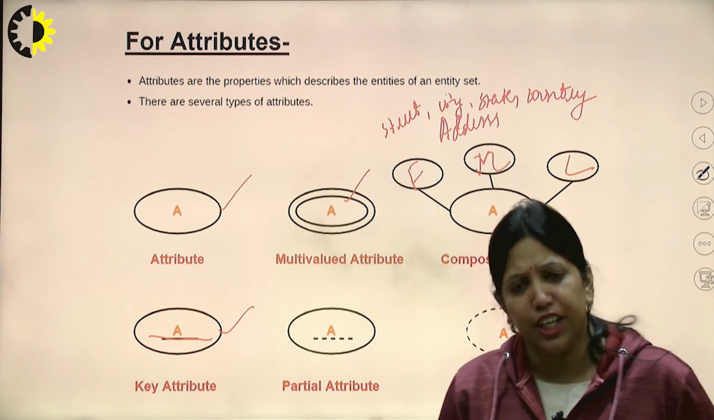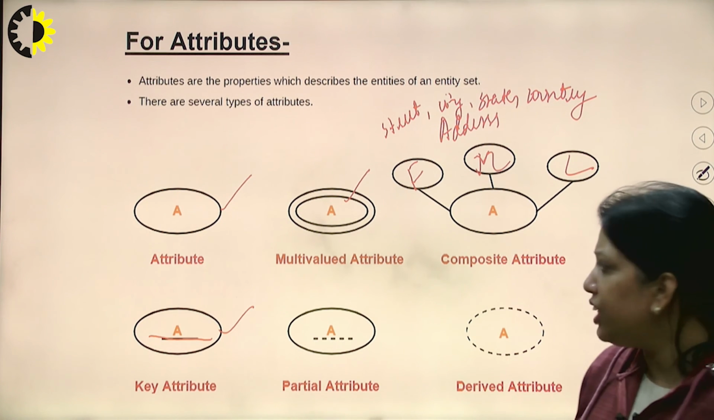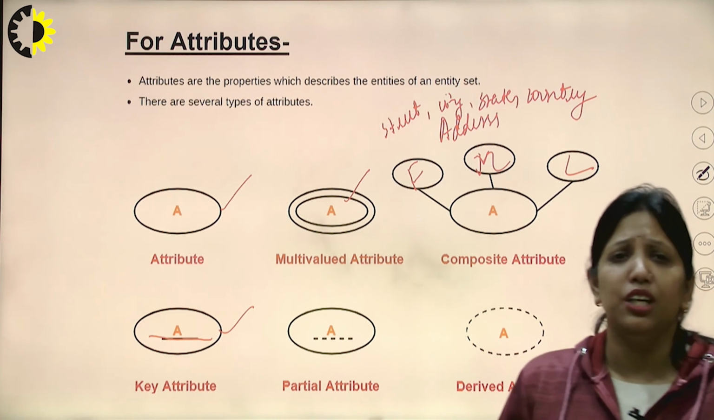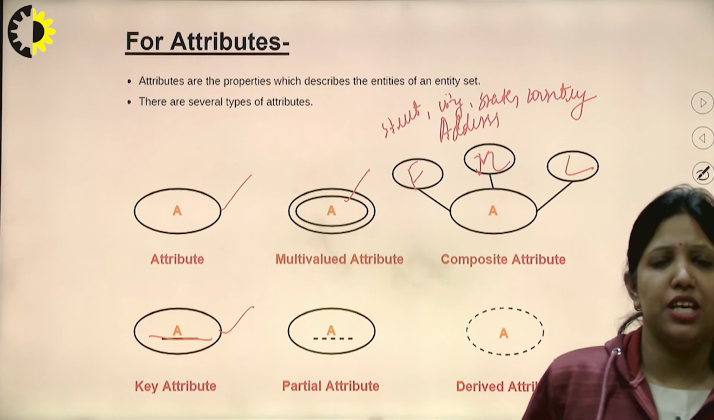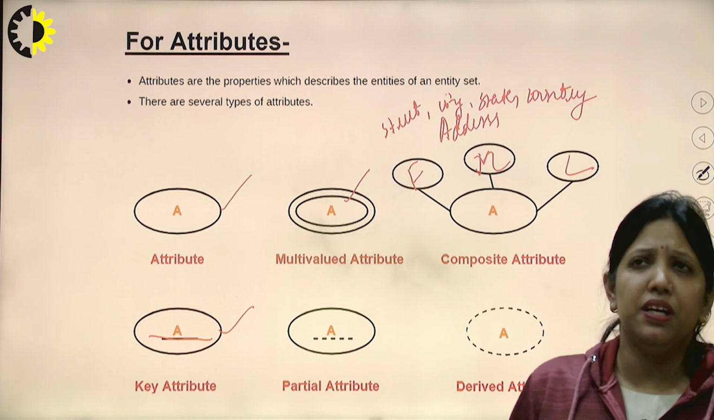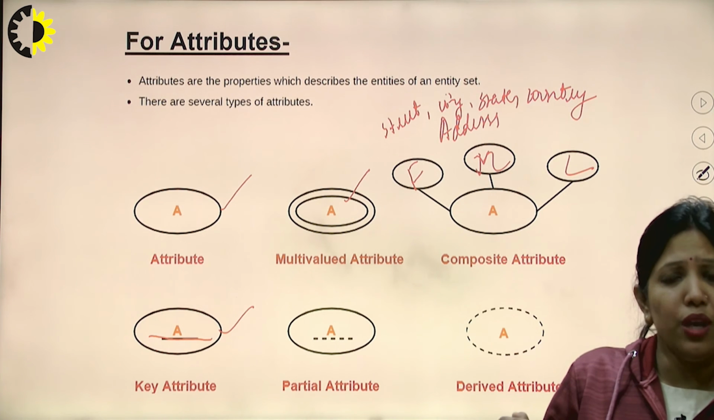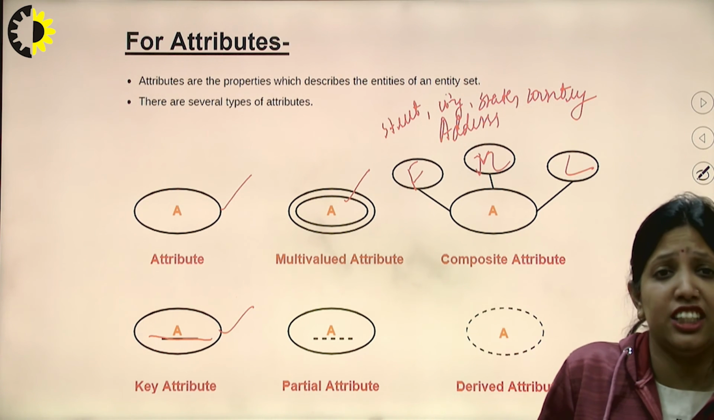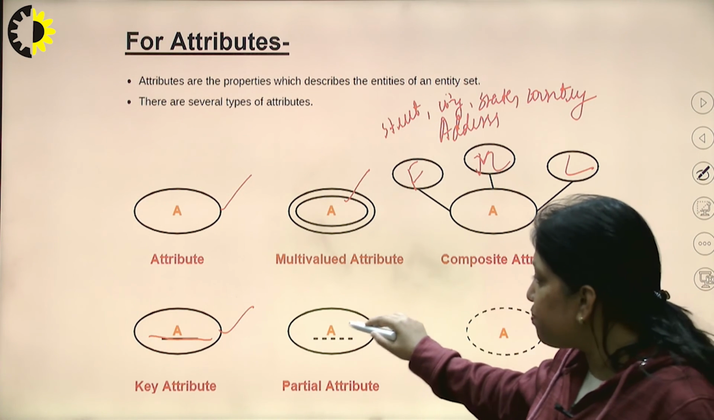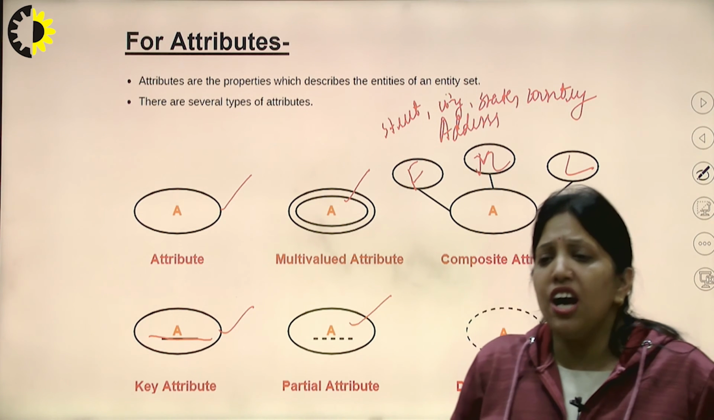Then we have partial attribute. A partial attribute is one on the basis of which we can make the primary key with the strong entity set. For example, we have already discussed loan number. Loan number is an attribute of the entity loan. But this loan number is not a primary key; it acts as a discriminator for that loan entity set. So this is called a partial attribute, that does not act as a primary key but works as a discriminator.